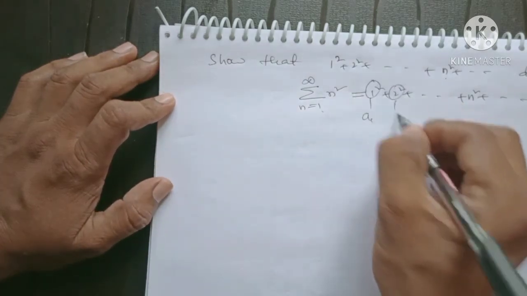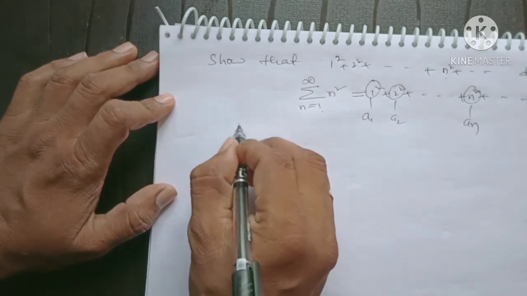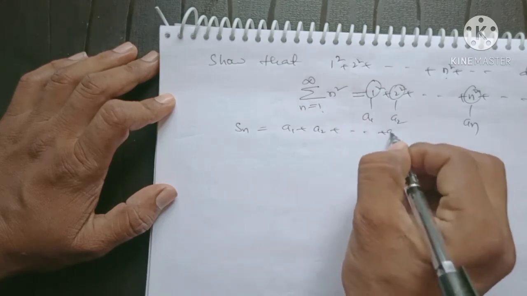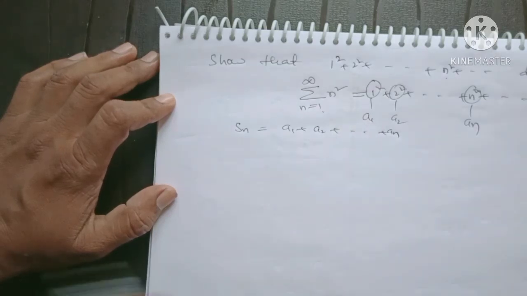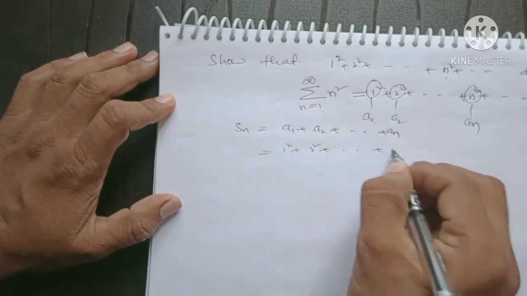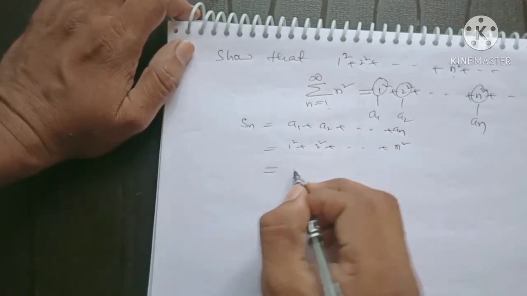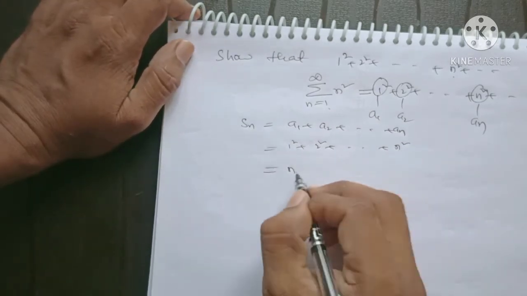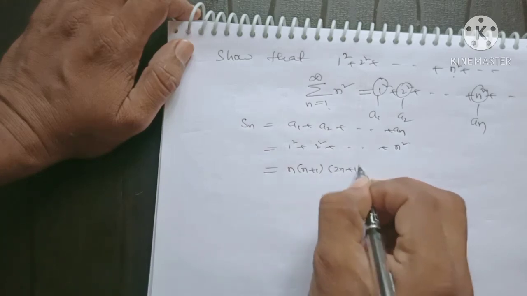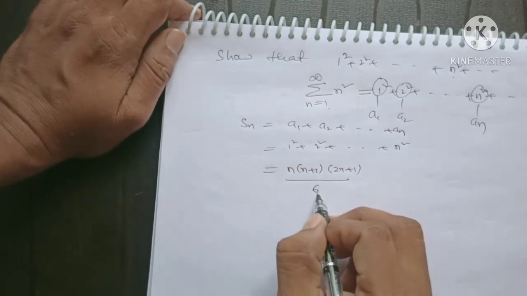This is a1, it is a2, it is an. So partial sum Sn is equal to a1 plus a2 and so on, the sum of the first n terms is called a partial sum. So a1 is equal to 1 square, it is 2 square and so on, this is n square. We know that the sum of squares of n natural numbers is n into n plus 1 into 2n plus 1 by 6.